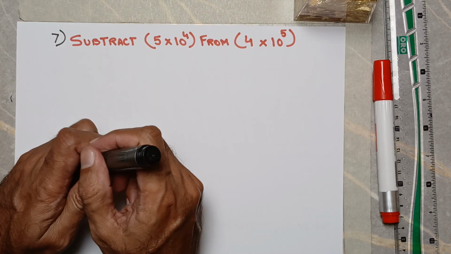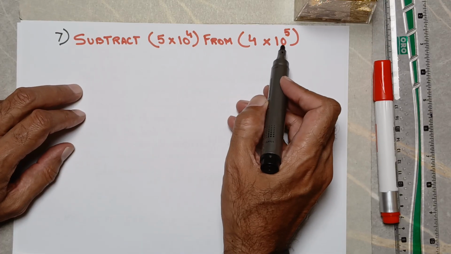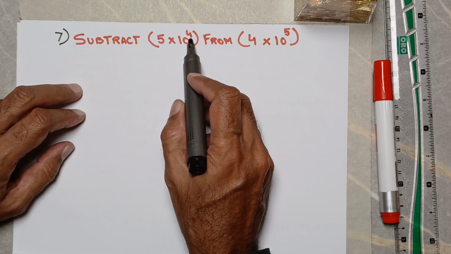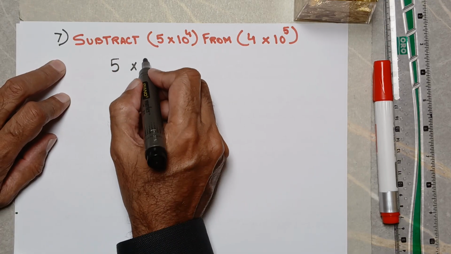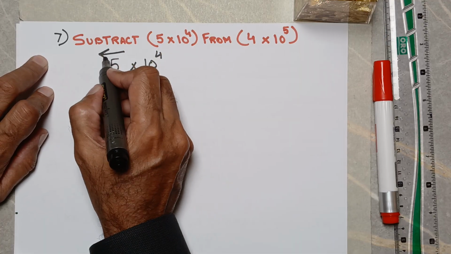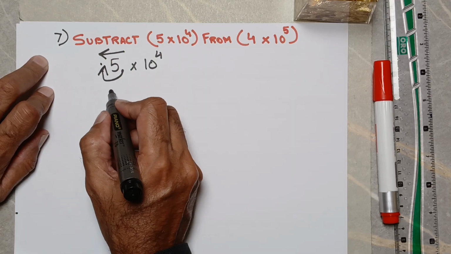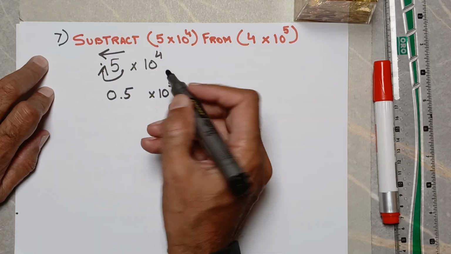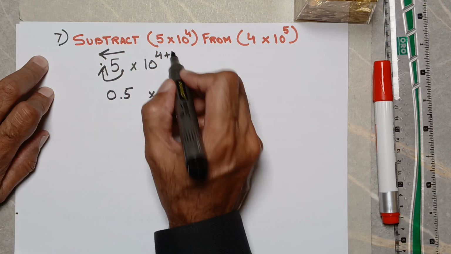Here is our last problem of this exercise. Subtract 5 times 10 raised to the power 4 from 4 times 10 raised to the power 5. Simply pick up this exponent. Why? Because it is lower in value and it will help you in solving this question. So when I write it as 5 times 10 raised to the power 4, now I'm going to move the decimal one place towards the left, and it will come over here. So it will become 0.5 times 10 raised to the power 5. How? Because we have moved the decimal one place towards the left, and it will add 1 over here.